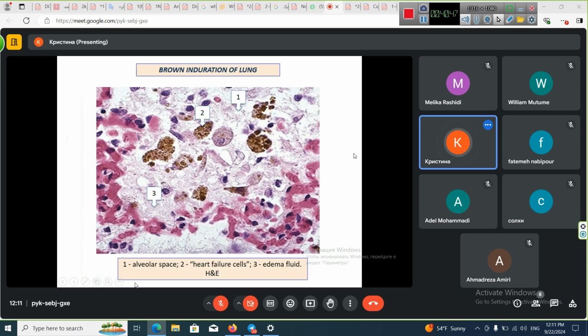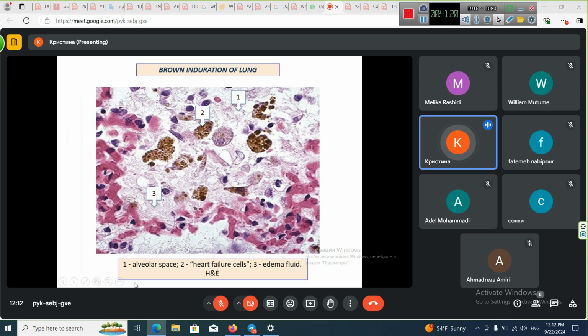So the same on high magnification. All this is the alveolar space, because here where you see pink color, this is the wall of the alveolus. This is the wall. So everything inside is the alveolus space. It should be free of anything normally, but now we see here a lot of cells and some fluids.